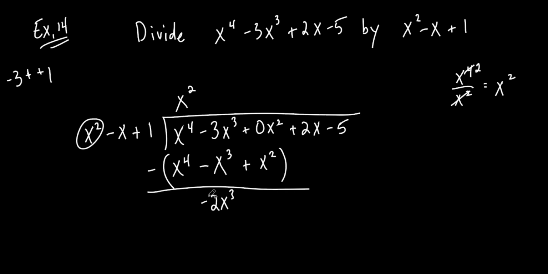All right? That's probably one of the more confusing ones when you have a minus and a negative. But really, minus a negative is plus, so it kind of makes it easy. It's just negative 3 plus 1. Negative 3 plus 1 is negative 2. Negative 2x cubed. Now we bring down the next thing. All right?